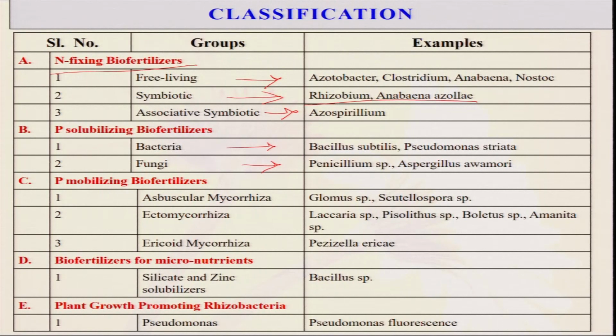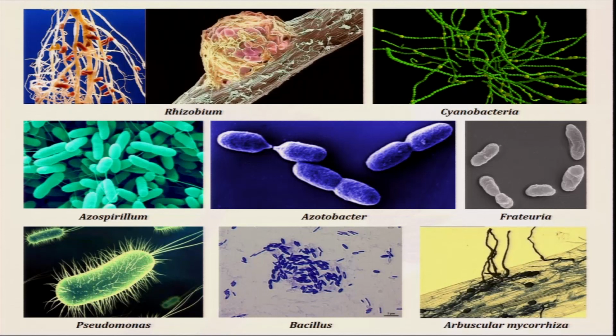Also, there are different types of biofertilizer for micronutrients like silicate and zinc, and also the PGPR, that is plant growth promoting rhizobacteria, such as Pseudomonas fluorescens. And these are pictures of different types of microorganisms.